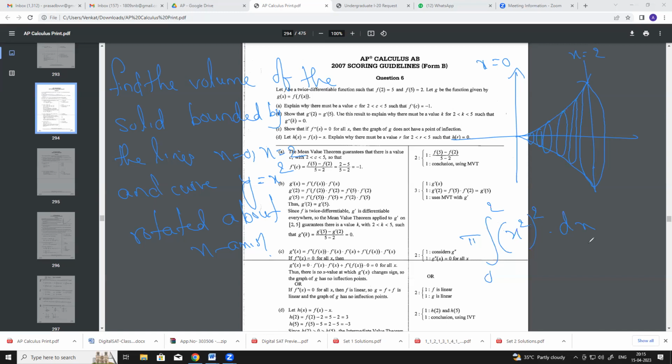I'll do 2-3 more questions, and I'll do actual questions too. In free response questions, generally you get these models, either parallel or perpendicular, rotated about the x-axis, or rotated about the line x is equal to 1, or rotated about the line y is equal to 1.